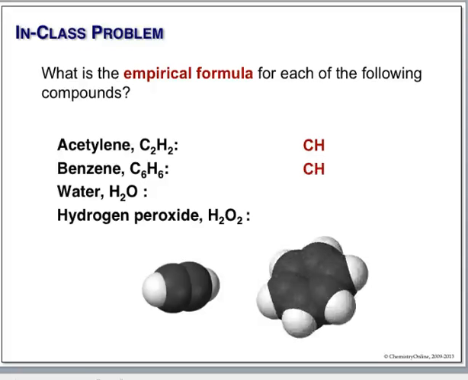What's the empirical formula for water? H2O. That is the lowest number, right? The lowest whole number ratio. But peroxide, the fizzy stuff you put on cuts that doesn't really help, is HO.